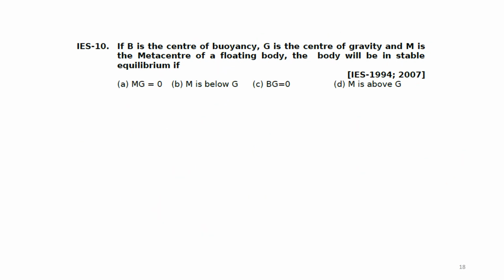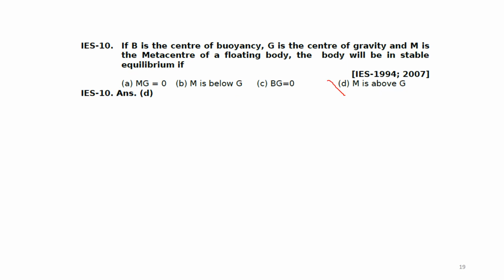Next question. If B is the center of buoyancy, G is the center of gravity, and M is the metacenter of a floating body, the body will be in stable equilibrium if MG is equal to 0, M is below G, BG is equal to 0, or M is above G. They are asking about stability. It is D, when M is above G. For stable equilibrium, just remember the metacenter should be above the center of gravity. For unstable equilibrium, the metacenter is below G, and for neutral equilibrium, M and G should coincide.